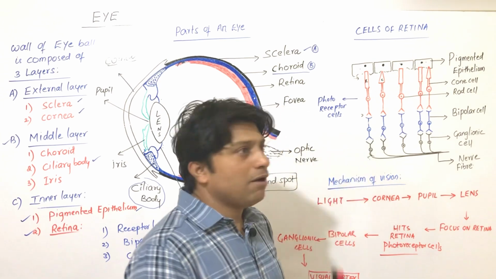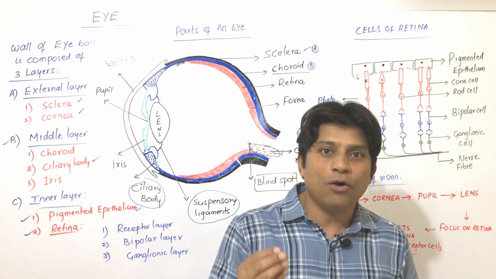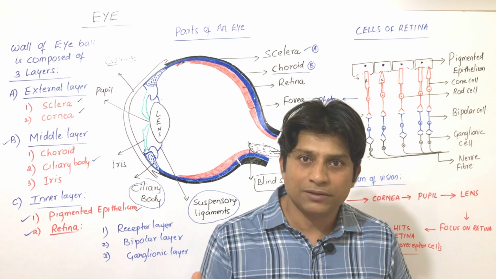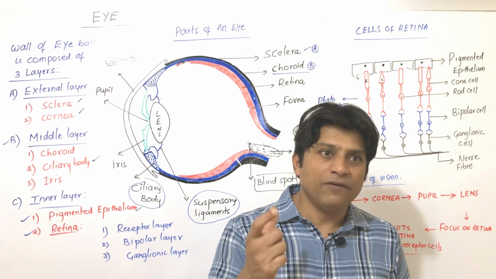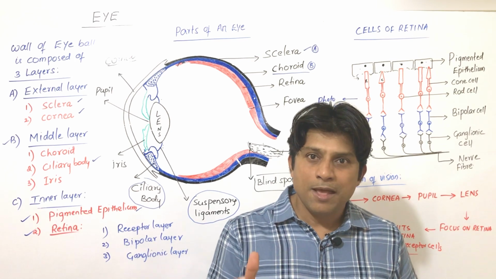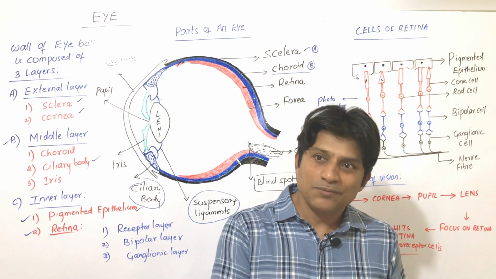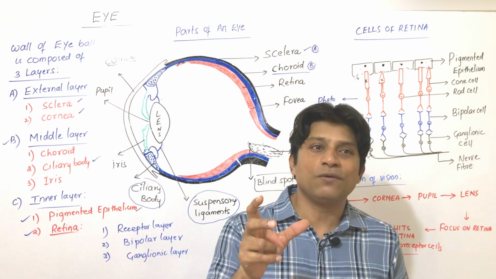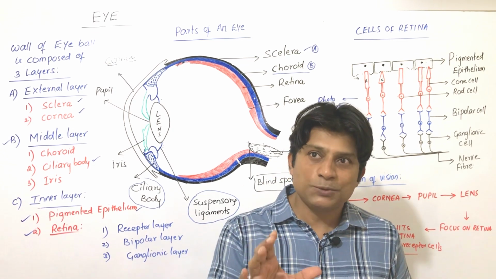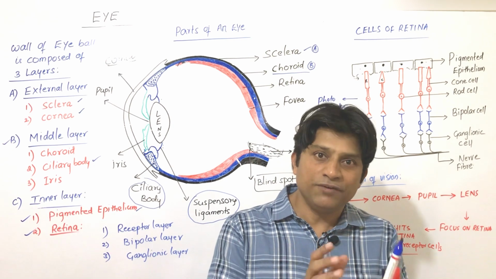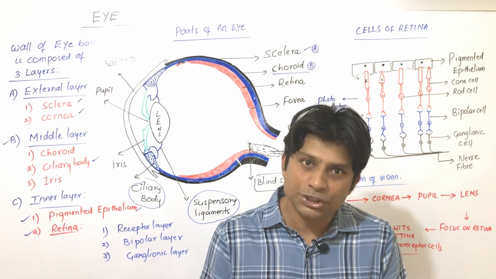Next, rods are responsible for twilight or scotopic vision. Scotopic means vision during dim light. Twilight is the period before sunrise and after sunset. So rods are more in number, and rods are responsible for twilight or scotopic vision.